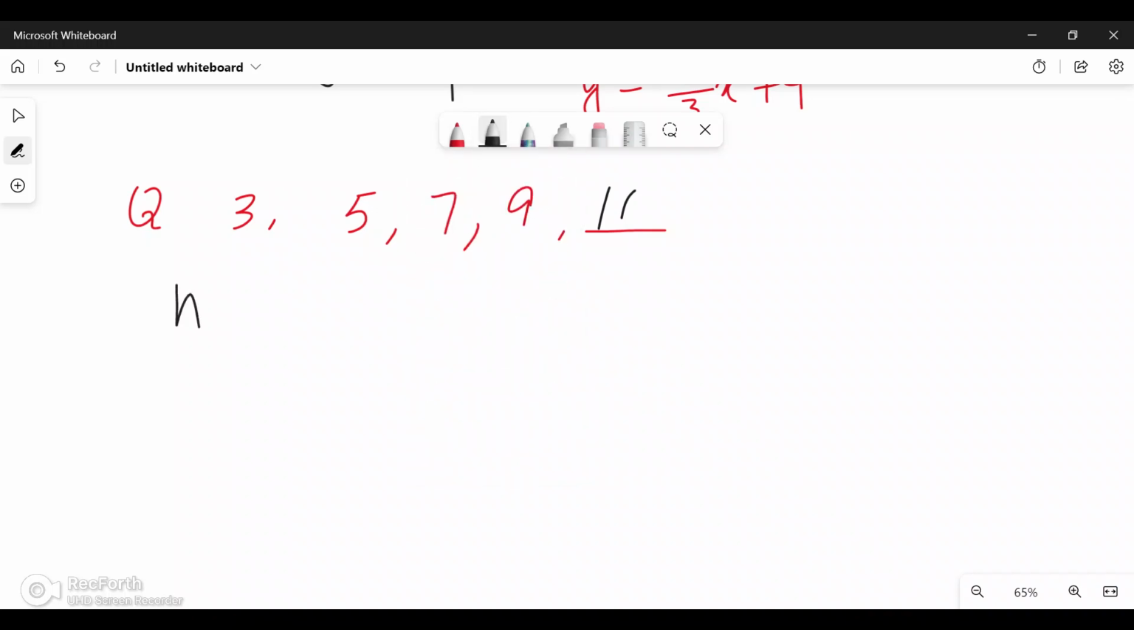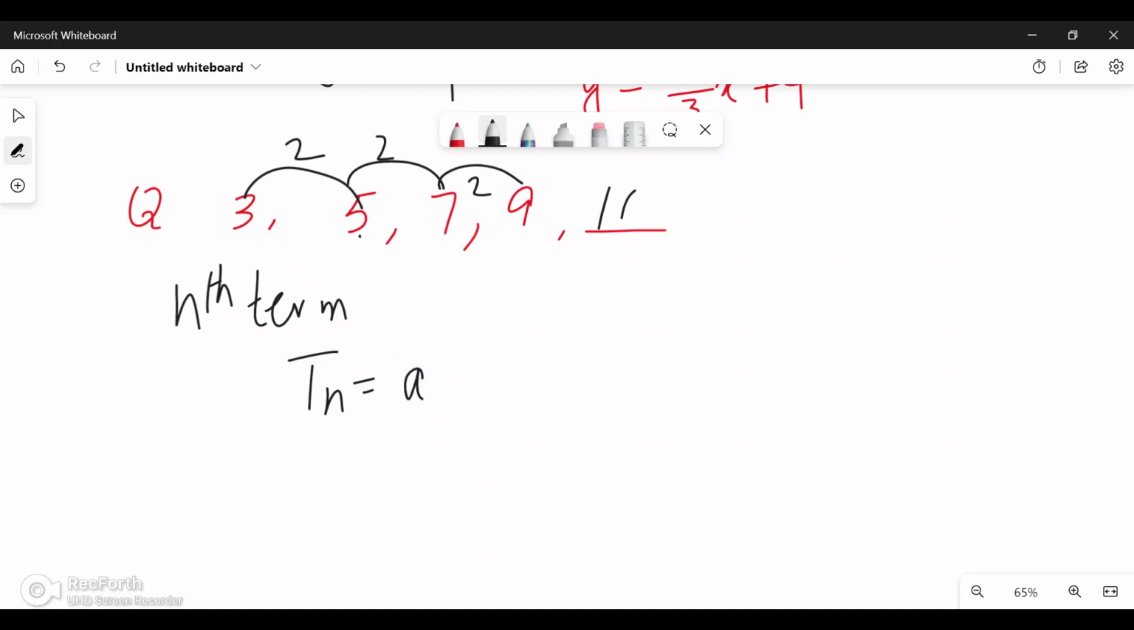Just write the 11. But if they are asking about the formula for the nth term, or just asking to find the nth term of this sequence, then you are supposed to do this working. First of all, find the difference. 5 minus 3 you will get 2, 7 minus 5 you will get 2, and 2 as well. It means the difference is 2. So that sequence is called the linear sequence, and the general form of the linear sequence is a plus d into n minus 1.